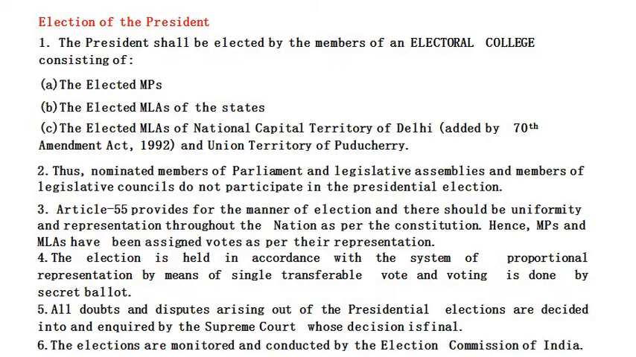Then comes Article 55, which provides the manner of election. There should be uniformity and representation throughout the nation as per the Constitution. Hence, the MPs and MLAs have been assigned votes as per their representation. Then the election is held in accordance with the system of proportional representation by means of a single transferable vote, and the voting is done by secret ballot. That means the election for the President is done by single transferable vote and by secret ballot.